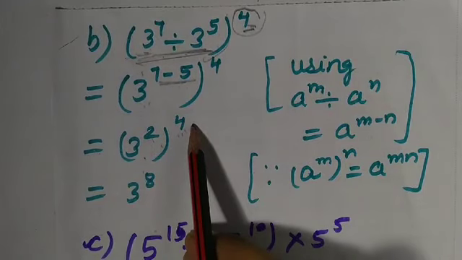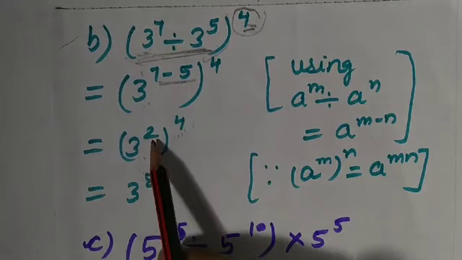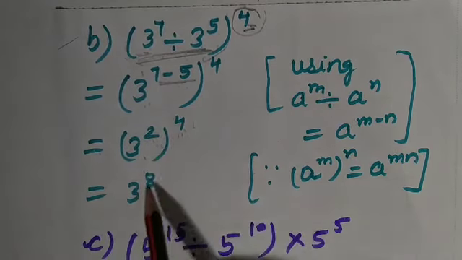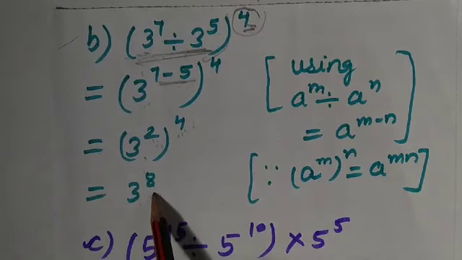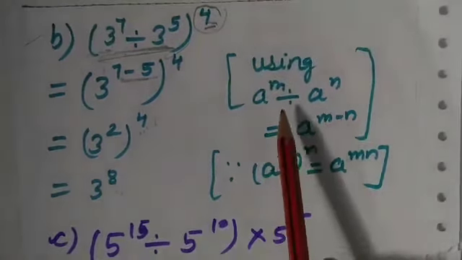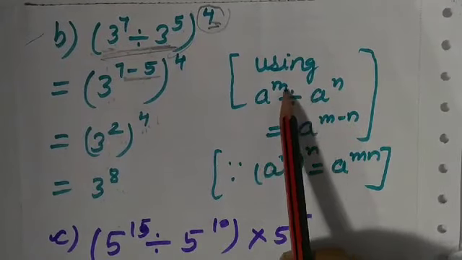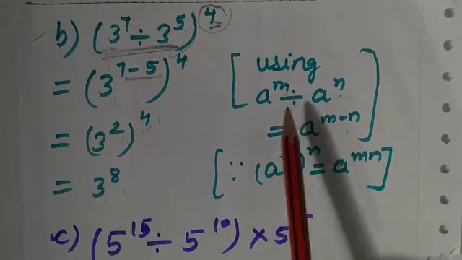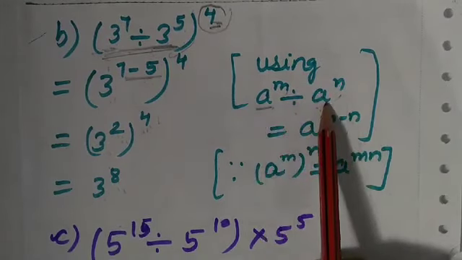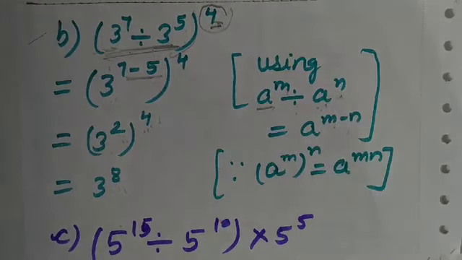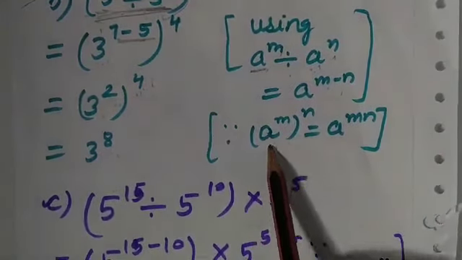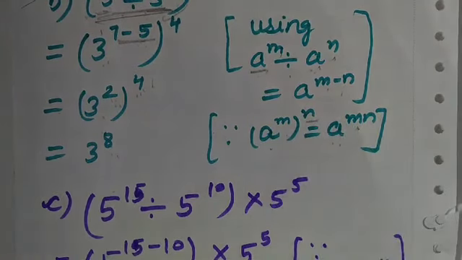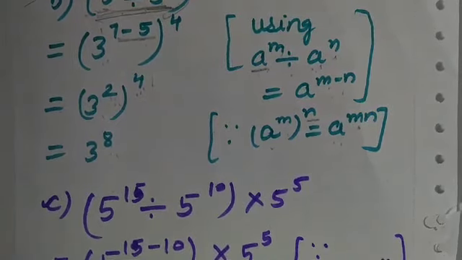Now we have power to the power. We have learned that whenever in an expression we have power to the power, then powers get multiplied. 2 into 4 means 8. So its answer is 3 raised to the power 8. What laws have I applied? I have applied 2 laws. That are a raised to the power m divided by a raised to the power n equals a raised to the power m minus n. It means same base and we are dividing two exponential numbers, then the powers get subtracted. And the second one we have applied is a raised to the power m whole raised to the power n, that is a raised to the power m into n. Okay, so this is your B part.